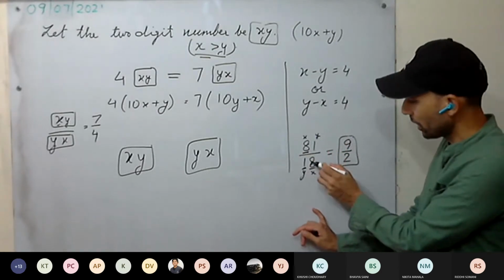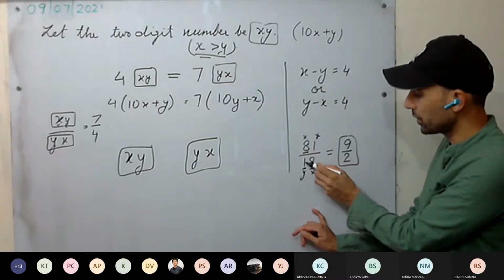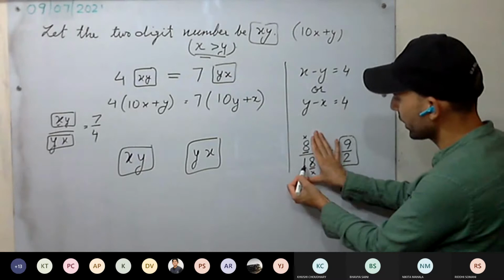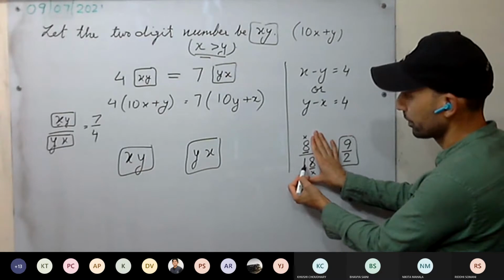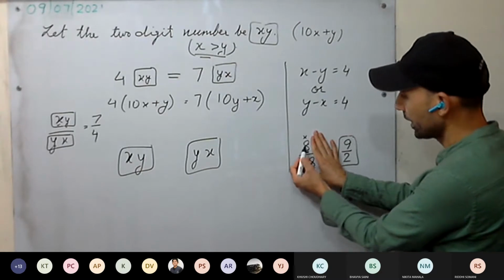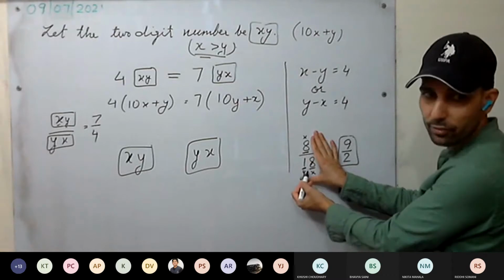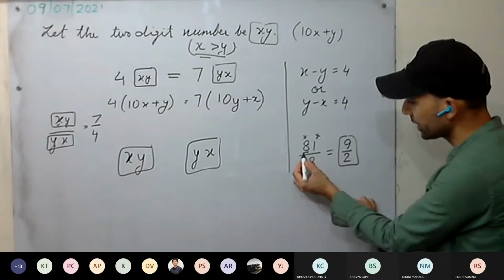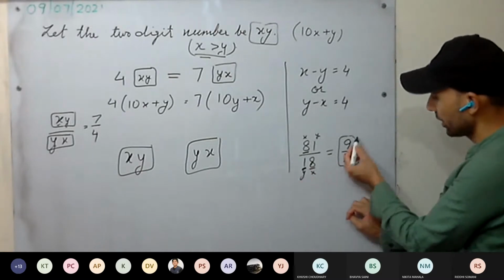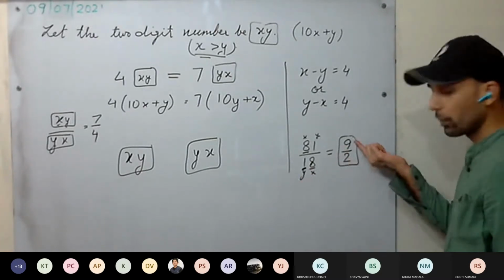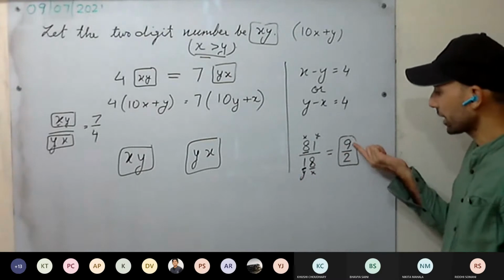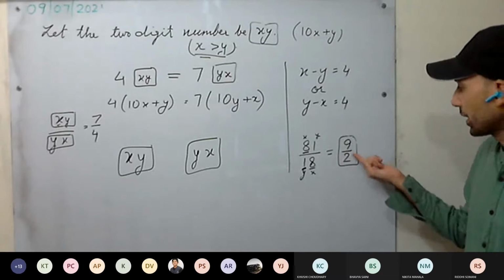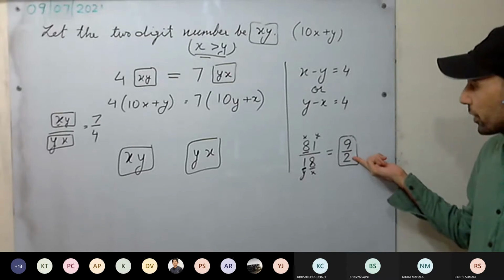Since the other number is formed just by interchanging the digits, this is x, this is y. 8 is greater, 1 is greater. 8 is greater, it means x is greater than y, then only we'll get 9 by 2. If this tens digit here is greater than the tens digit there, then only we are going to get a greater number in the numerator and a smaller number in the denominator. Have you understood this one?